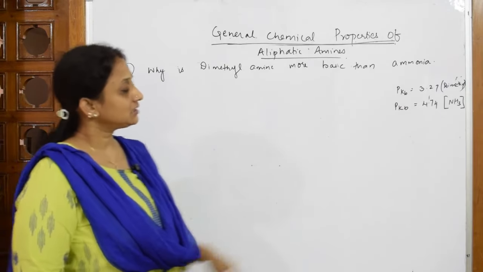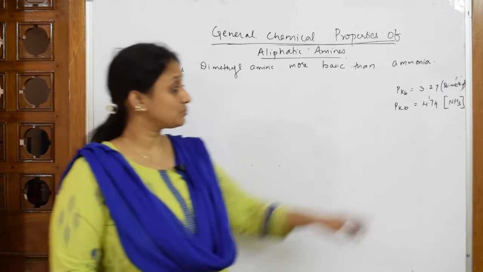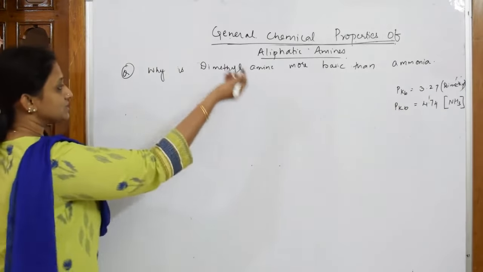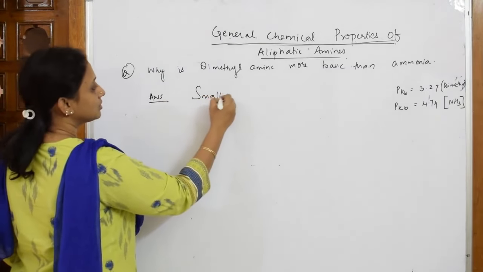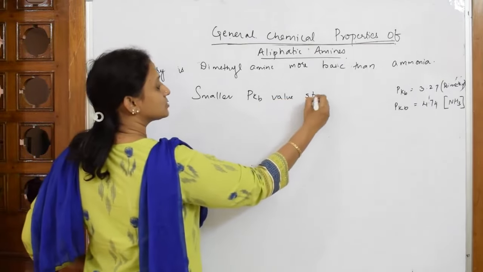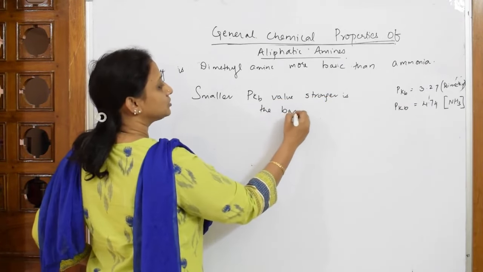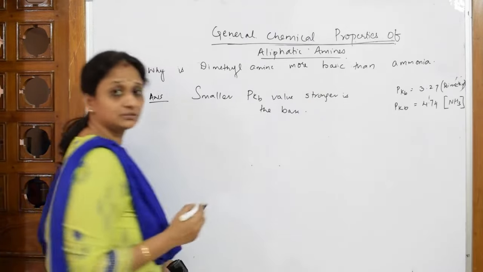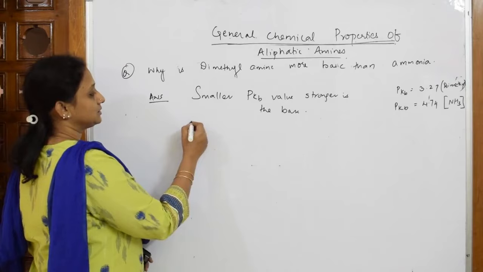Done. Here they've given us the pKb value. So blindly I can write the answer, isn't it? Because smaller the pKb value, stronger is the base. So when pKb is given to me, I can write this concept. Smaller pKb value, stronger is the base. So in both the things, the first one is for dimethylamine, 3.27. The second one is 4.74 for ammonia. Simple.